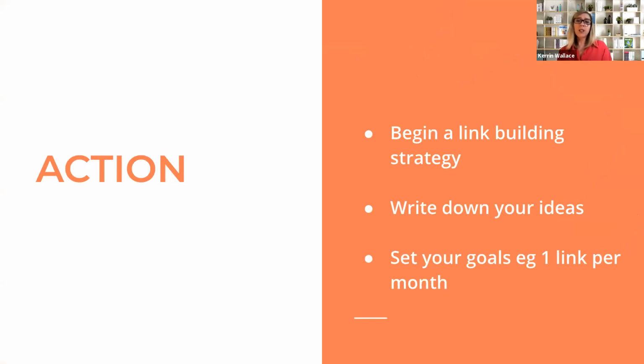So to give you some homework for this session, sit down and begin a link building strategy. Jot it down by hand, create a Word document, or add it to your marketing plan, whatever works for you, and then try and revisit that and accomplish it. Set goals for this. It might be just one link per month. That gives you 12 links per year, and that will build up over time. But make sure your goals are realistic. So write down your ideas for link building and set your goals.